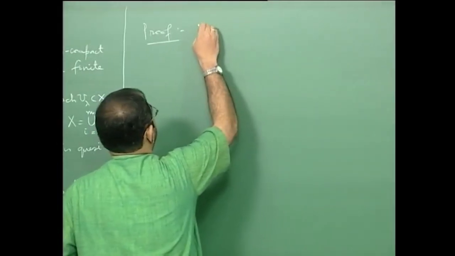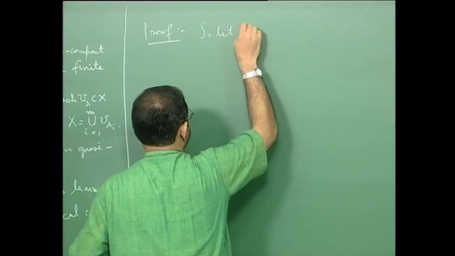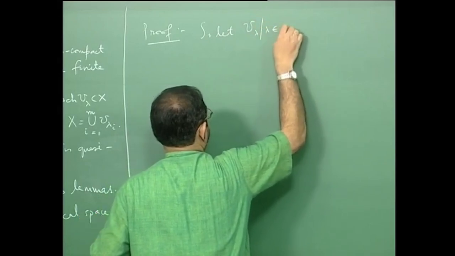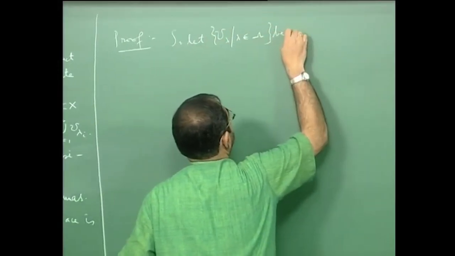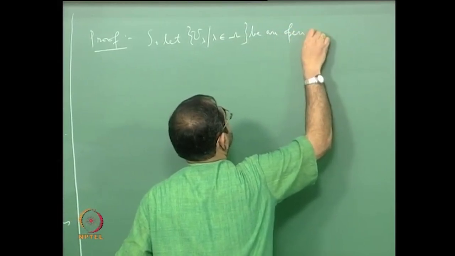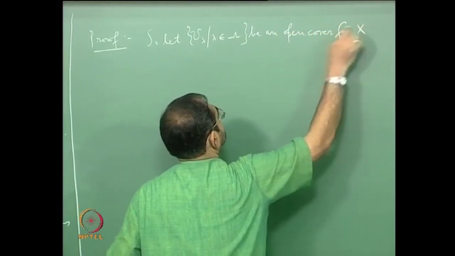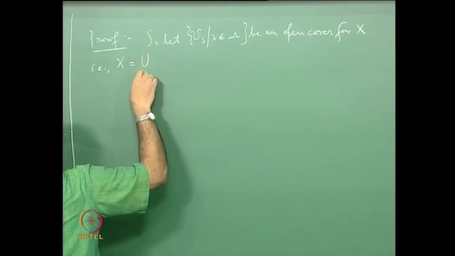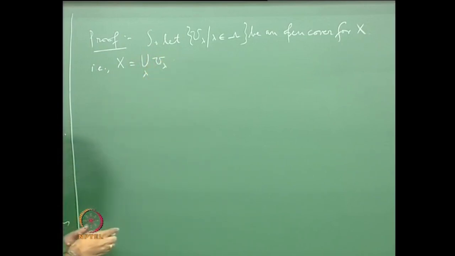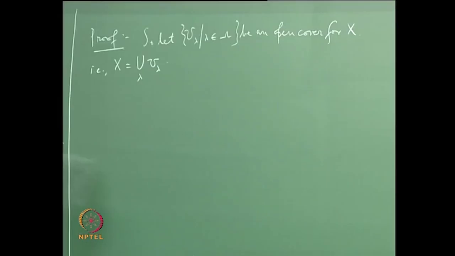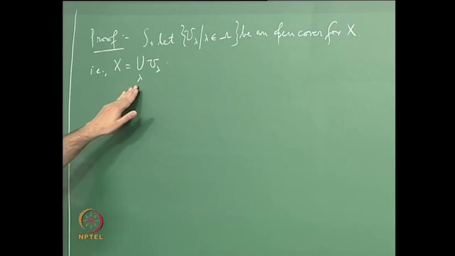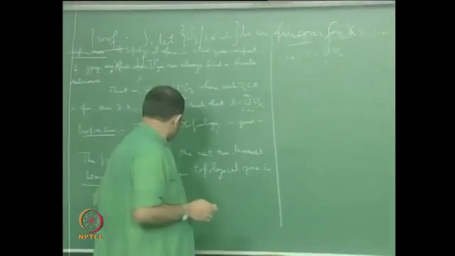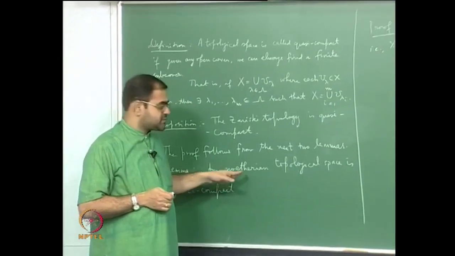So let U_lambda, with lambda in capital Lambda, be an open cover for X. That is, X is the union over lambda of U_lambda. I have to show that there is a finite subcover from this collection for X. So what do I do? I try to somehow make use of the hypothesis. My hypothesis is that it's a Noetherian topological space.